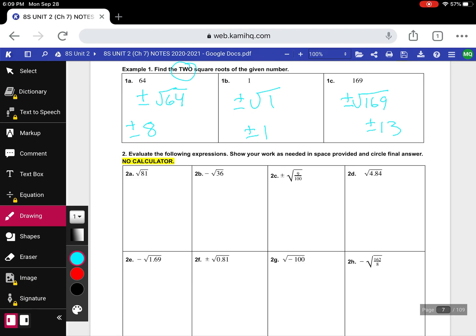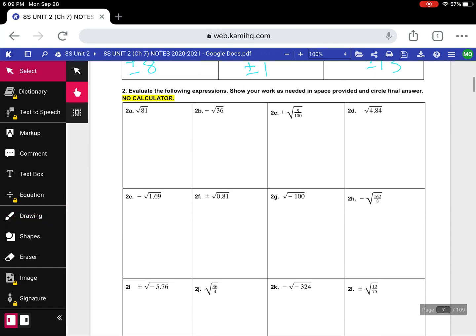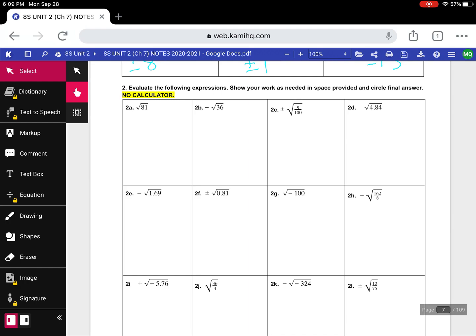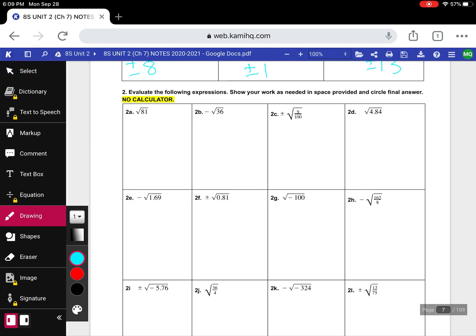Now it says evaluate the following expressions, show your work as needed in the space provided, and circle your final answer. We're going to skip around a little bit. We don't need to do each of them. On number 2A, if there is not a positive or negative in front, it means it just wants the positive square root. So the positive square root of 81 is 9, okay? The negative square root of 36 is negative 6.